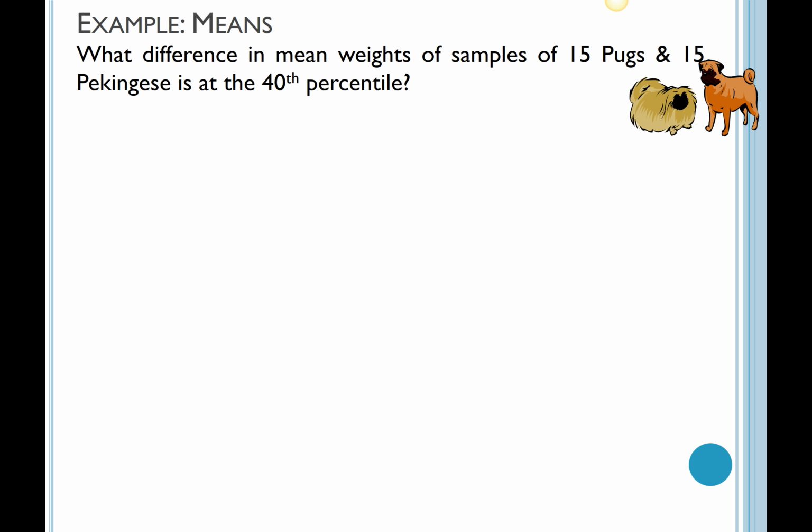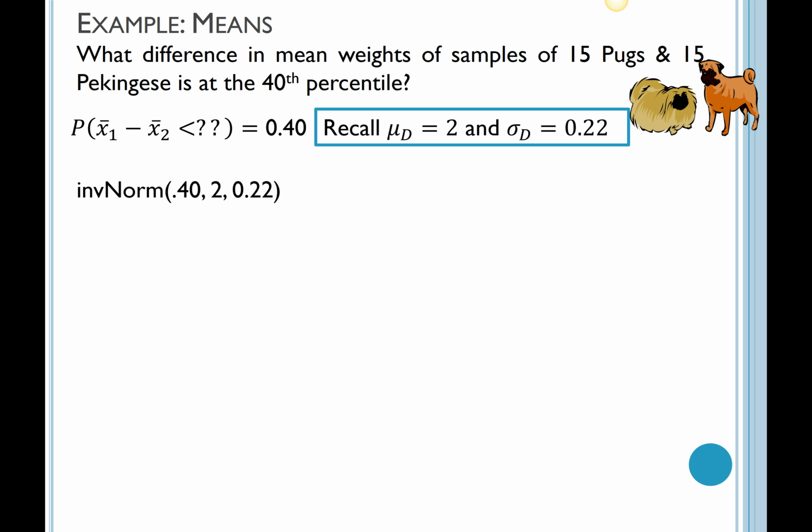All right, so what is the mean weight? What difference in mean weights of the samples of 15 pugs and 15 Pekingese is at the 40th percentile? We're trying to figure out what x bar 1 minus x bar 2 is going to be less than in order to get a probability of 0.4. When we want to go backwards, remember that we use inverse norm to do so. So inverse norm will give us that observation that we're looking for.